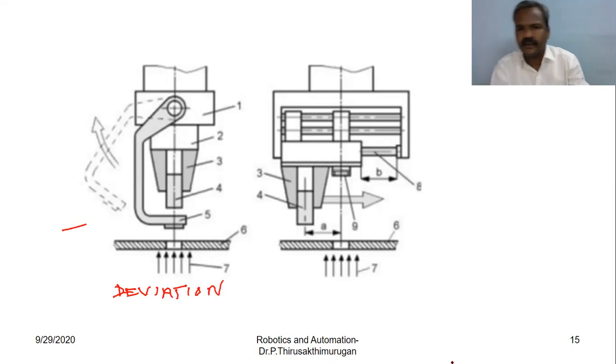Next is the reallocate sensor. This is the gripper with reallocate.